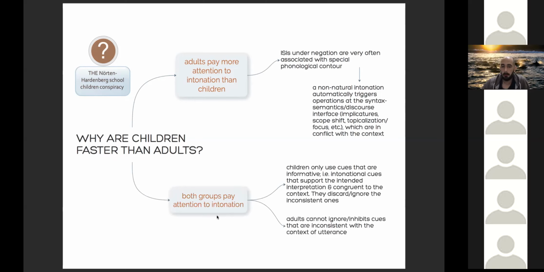Or both groups pay attention to intonation, but adults cannot ignore it, whereas children don't pay too much attention to intonation cues. So if you provide an intonation which is not completely consistent with the sentence, then adults struggle more because they cannot inhibit it. Children, although they are sensitive to intonation, are more able to disregard it if it is not consistent with the interpretation of the sentence. But as far as we know, maybe children do not even pay a lot of attention to intonation, so maybe they do not consider intonation at all.